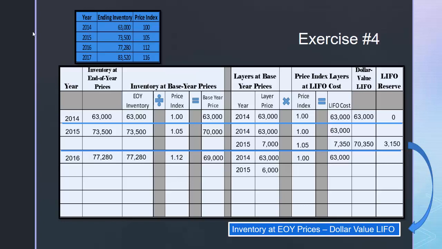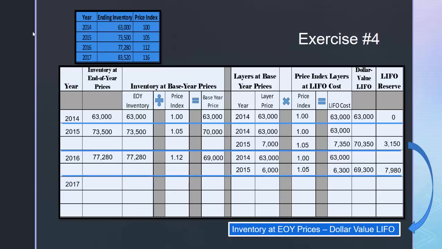So when your base year price goes down, you need to reduce the newest layer that you have by an amount equal to the difference. In this case, 1,000. Our base year price inventory went down $1,000, so we reduced the value of our 2015 layer by 1,000. We're still going to multiply it by that respective year's index. 2015's index is 1.05, and come up with 6,300. So our inventory at LIFO would be 69,300. Big difference that we have here. If we take our inventory at end of year price and subtract out our dollar value LIFO amount, now our difference is 7,980. That is the amount that we are going to report in our LIFO reserve.